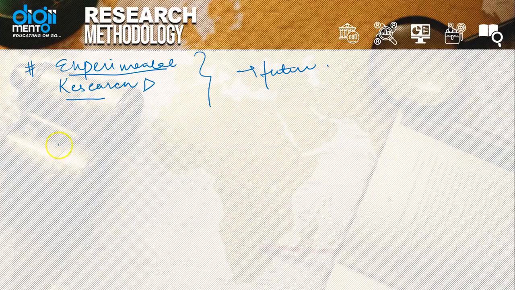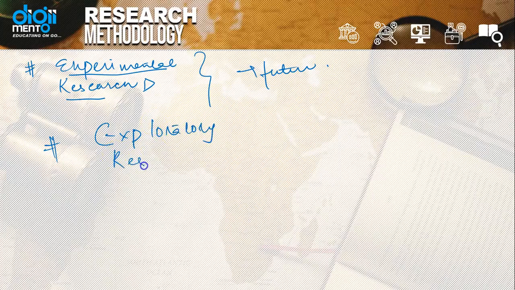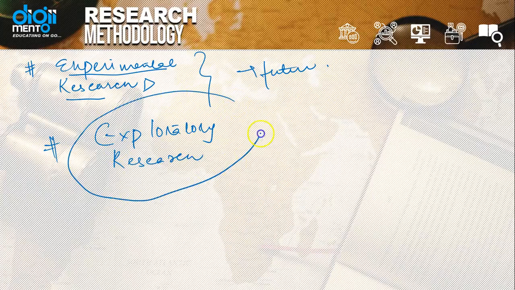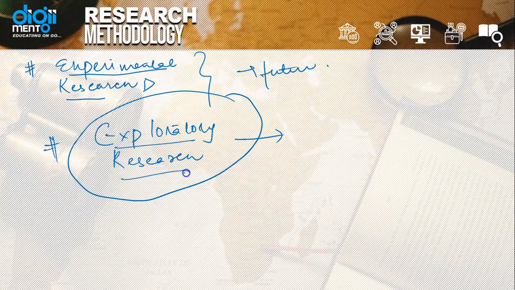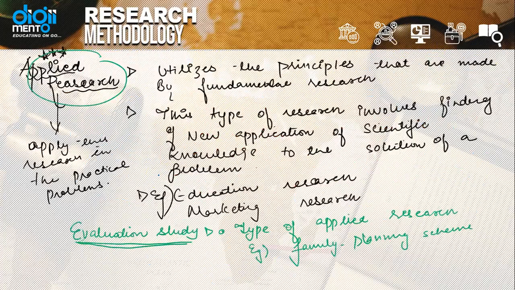And one more research type is there, the name is exploratory research. So what is exploratory research? Exploratory research is a preliminary study of an unfamiliar problem about which the researcher has no knowledge, or you can say little knowledge. So that kind of research is exploratory research, and it aims at the development of a hypothesis rather than testing. So this is exploratory research. Okay, so that's it about the types of research.